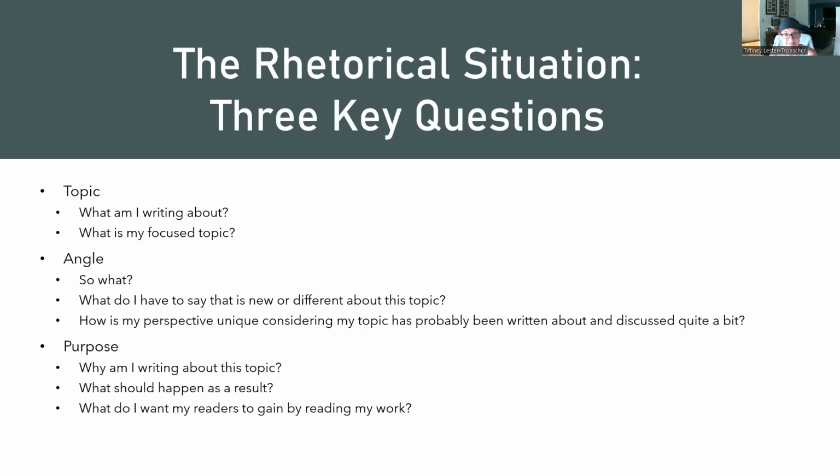What is your purpose? Why are you writing about this topic? What do you want to happen as a result? What do you want me to gain by reading it? What do you want me to walk away with? What is driving you to choose this focused topic in this specific direction? What do you want the readers to gain from your paper? That leads us, and these 3 elements, right? Topic, angle, purpose. Those are the 3 essential ones.